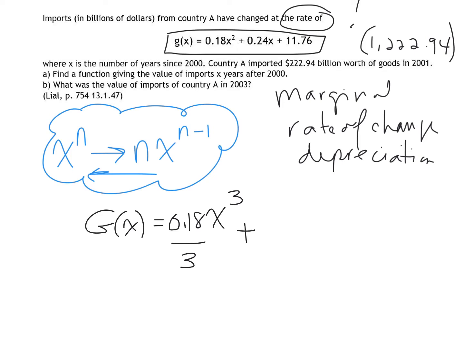Yeah? So 0.24x, that's x to the 1. In the original function, it must have been x squared. Again, it signals to me that 0.24 resulted from some coefficient multiplied by 2. So now to reverse it, we divide by 2.